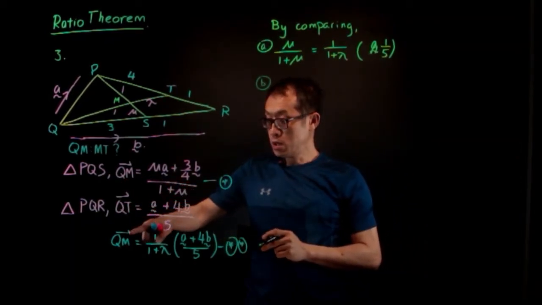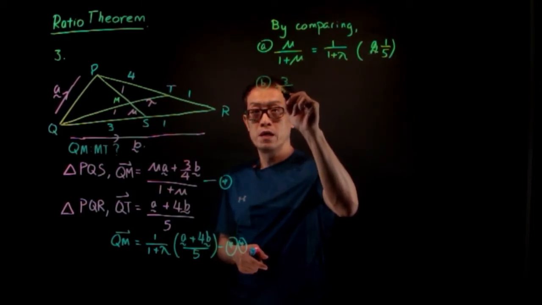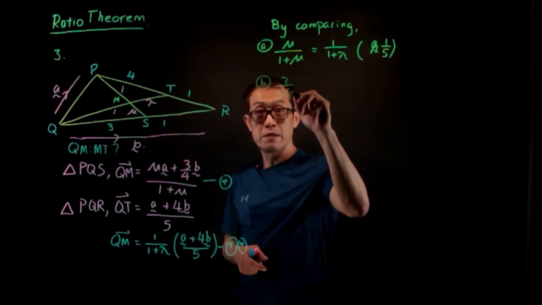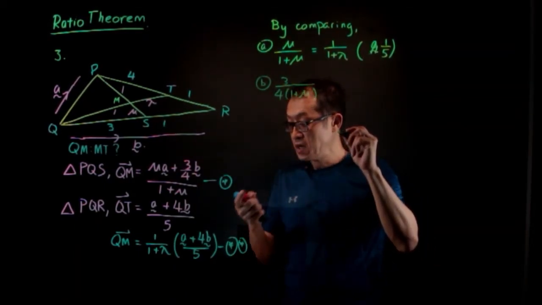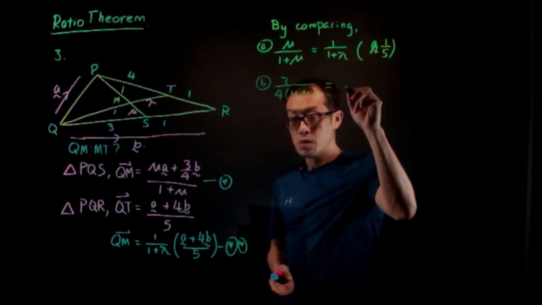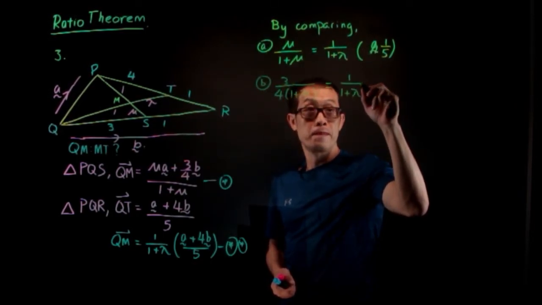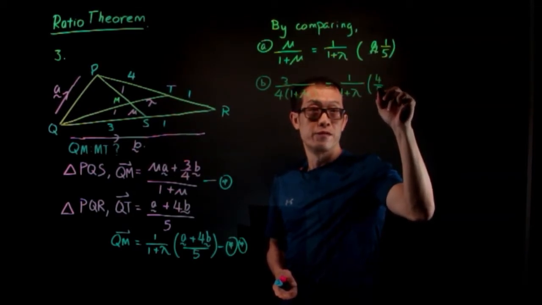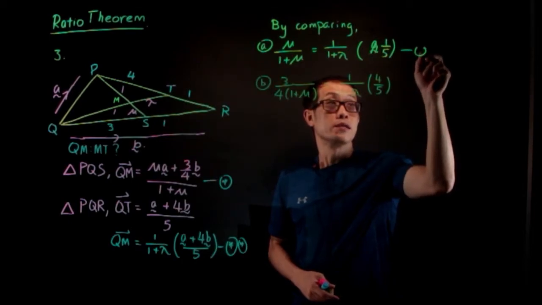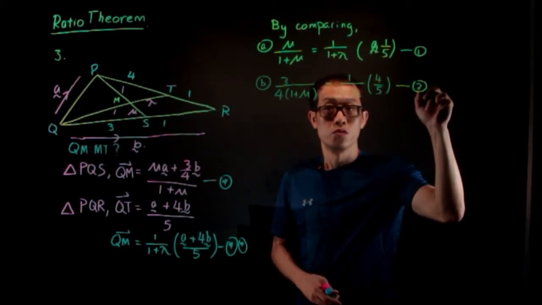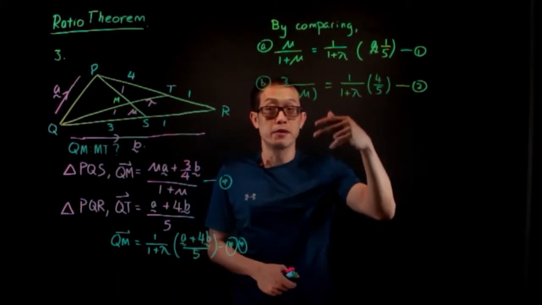So B will be, here will be 3 quarter times 1 over 1 plus mu, equal to 1 over 1 plus lambda times 4/5. Alright, that is comparing the components of B. Now let's call this 1 and we call this 2. Now this is a simultaneous equation, and we can solve this simultaneous equation.